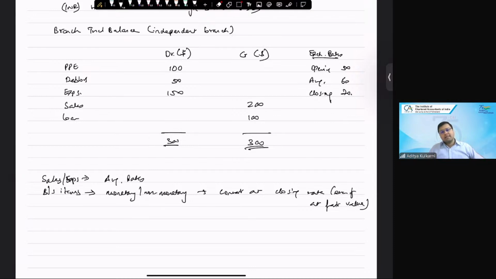If I want to close the branch, will I only realize my debtors? No, I will realize my property, plant, equipment. I will pay off my loan. I will collect my debtors. If any inventories are there, I will sell that off. So all these things will happen at the same point of time. Are you able to follow? Yes. And therefore, all these items will be with reference to only a single exchange rate, and that is the closing rate. समझ में आ गया अपने को?